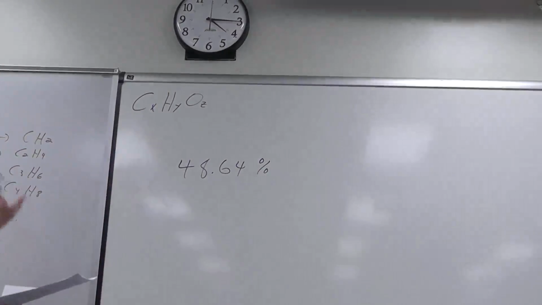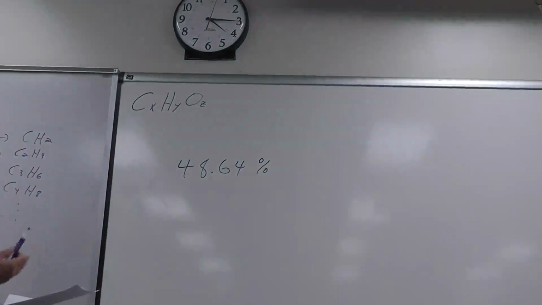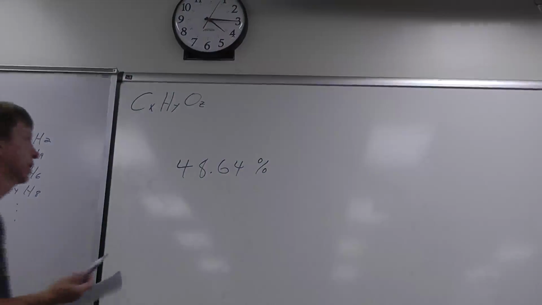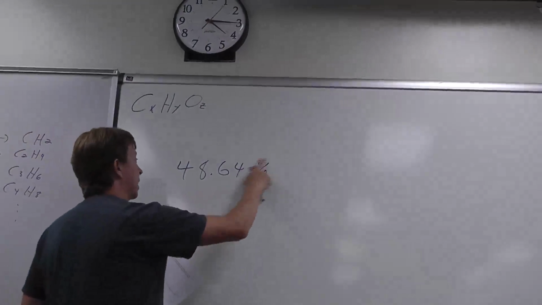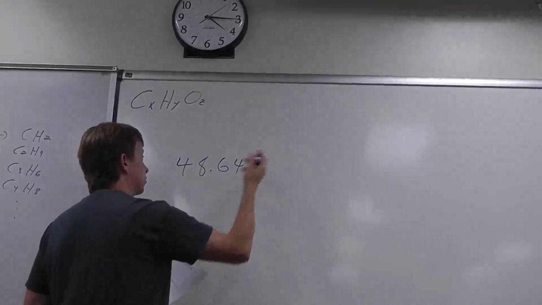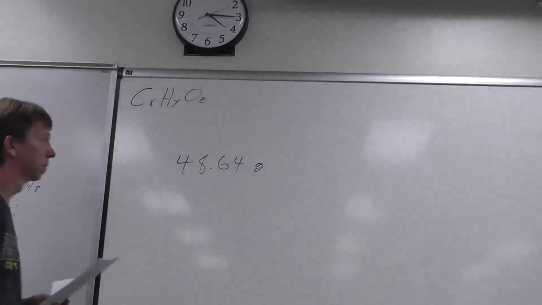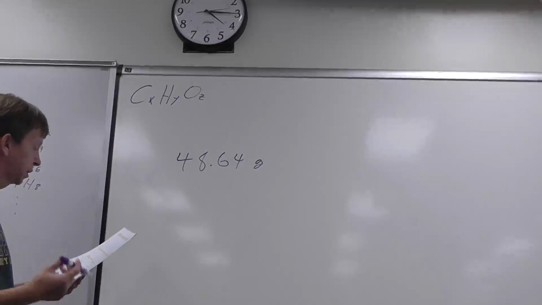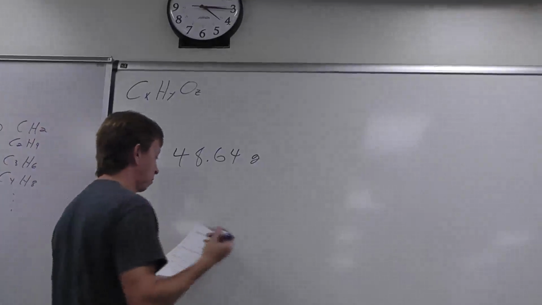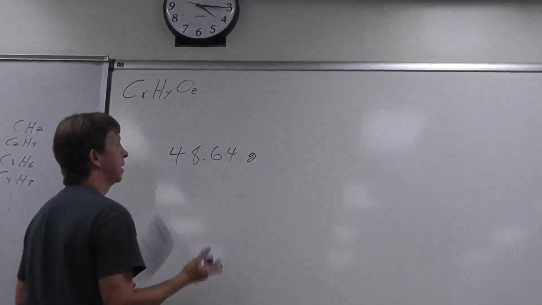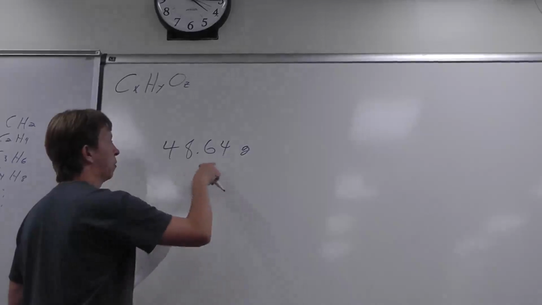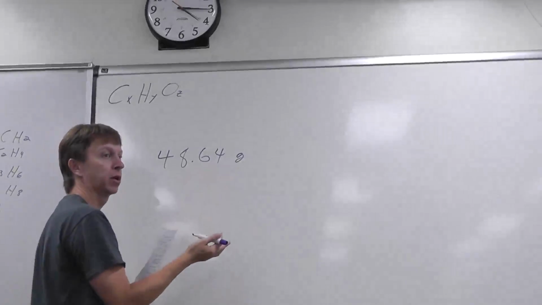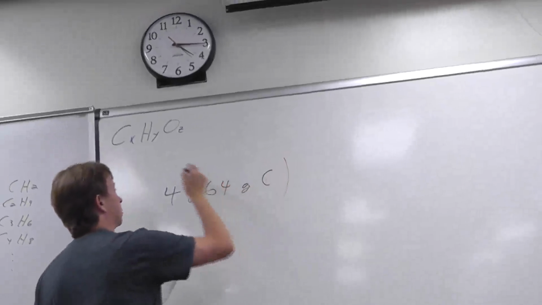But that's okay because we know how percents work. Percents have to add up to 100, correct? And since these are percents based on mass, we can treat them as mass. If you're told that this compound is 48.64% carbon, then that means if you had 100 grams of the compound, 48.64 of those grams would be carbon grams, right? So take that as carbon grams.